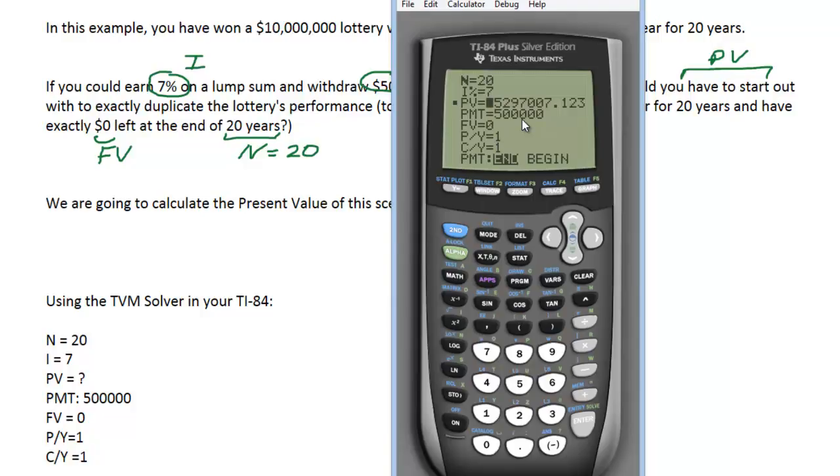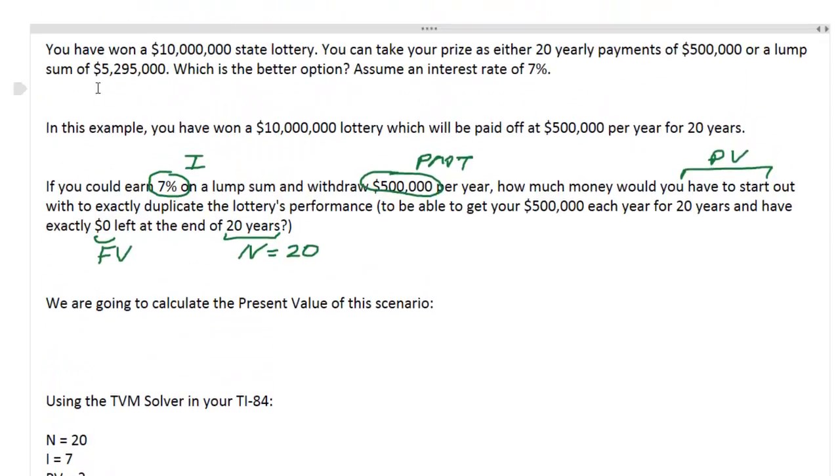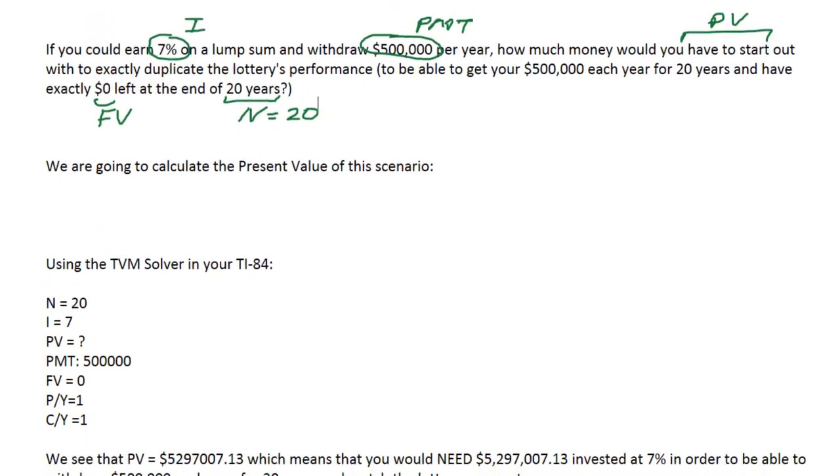But in our example, let's go back and look at our example. In our example, our choice was that they would give us a lump sum of $5,295,000. And so that's not going to be enough money to replicate the 20 yearly payments of $500,000. And here's how we can check that with the TVM solver, okay? So bring out your TVM solver.